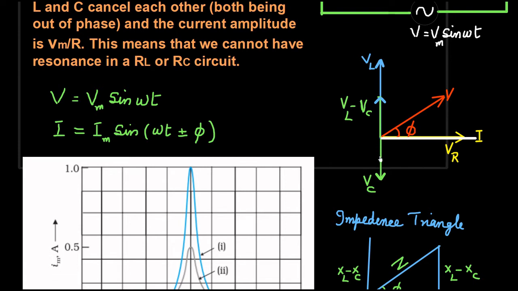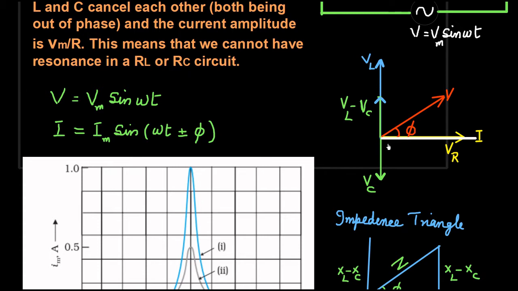VL and VC are out of phase. The phase difference between VL and VC is 180 degrees. In an inductor dominated circuit, VL is larger than VC. So the resultant is VL minus VC, represented by the phasor. And the VL minus VC phasor and current are making an angle of 90 degrees.